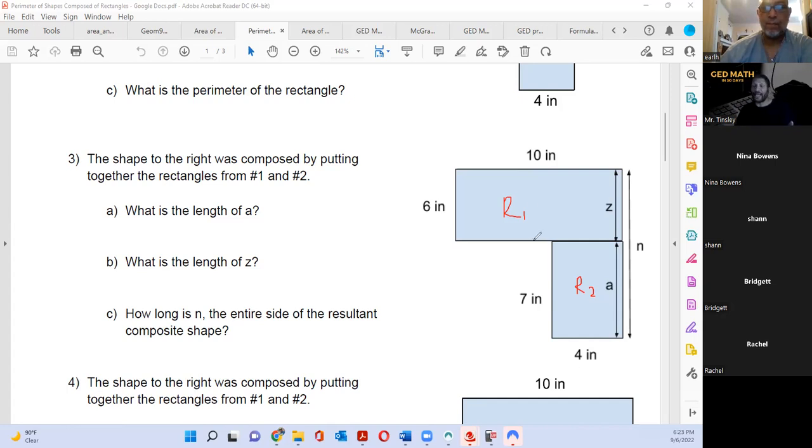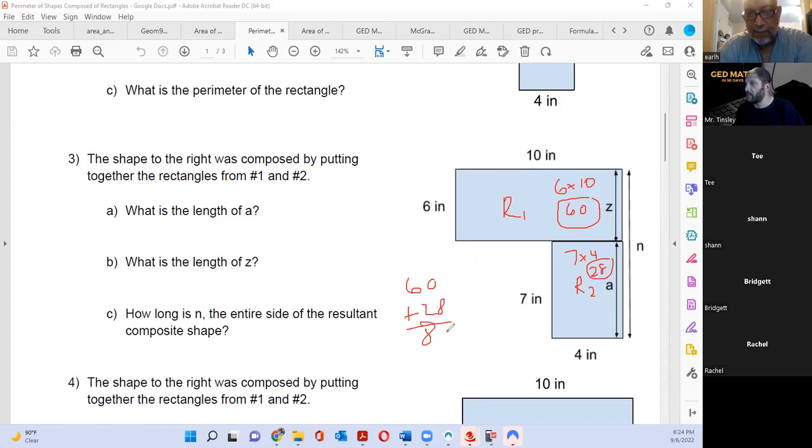All right, so now rectangle 1. How would we find the area of rectangle 1? We multiply. Multiply what? 10 times 6, which is 60. How do we find the area of rectangle 2? 7 times 4. 7 times 4 is what? 28. So if I wanted to find the area of both shapes, what do I need to do to these two numbers? You add them together. Easy money.